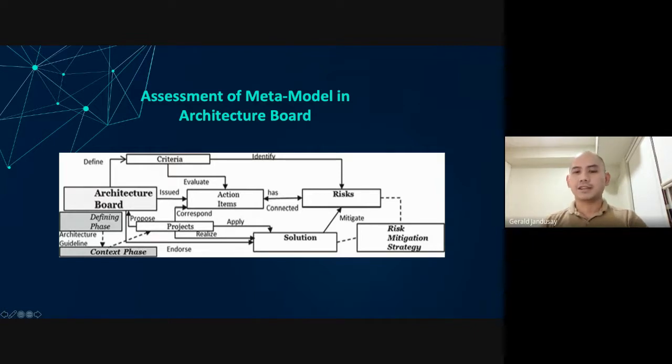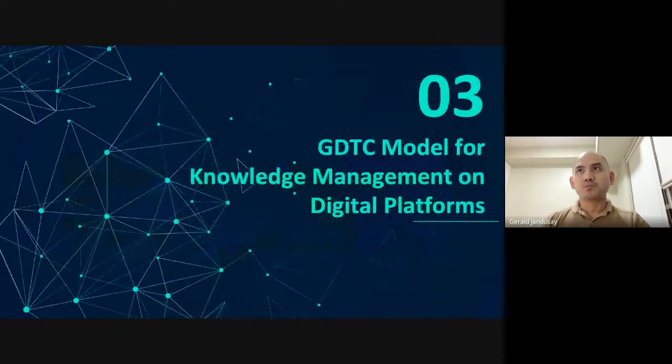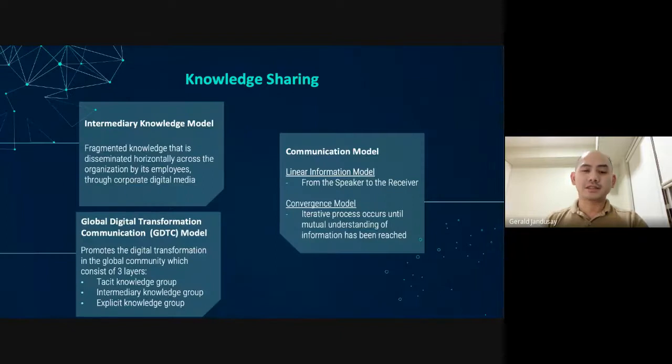So this is just an example of how they propose this assessment in a global corporation. Okay, so another model that was proposed was the GDTC model for the knowledge management on digital platform. Before we delve into this model, we have to understand the various knowledge sharing within the company.